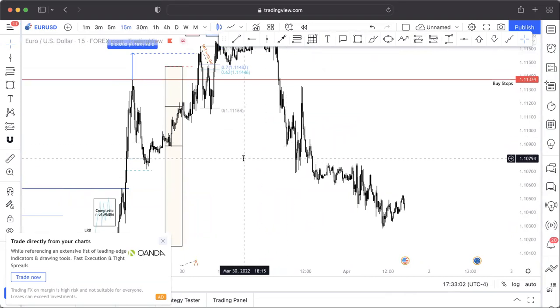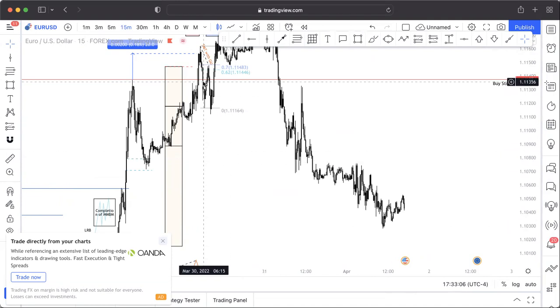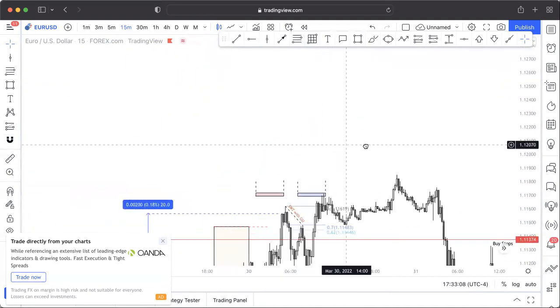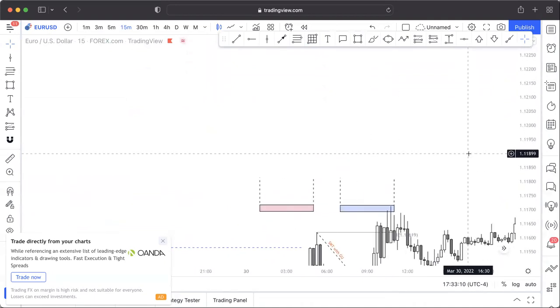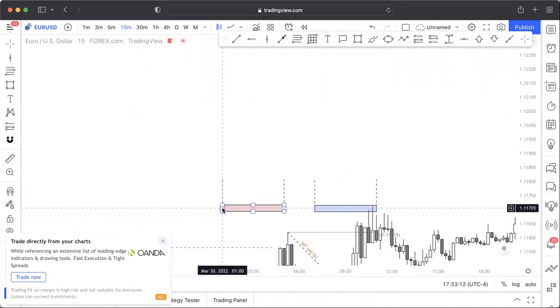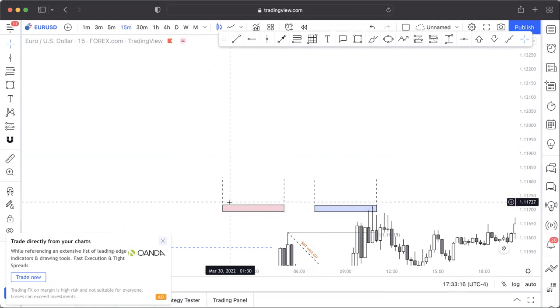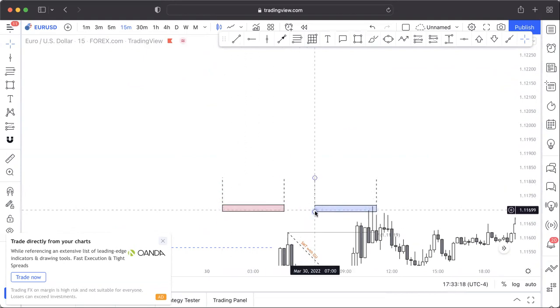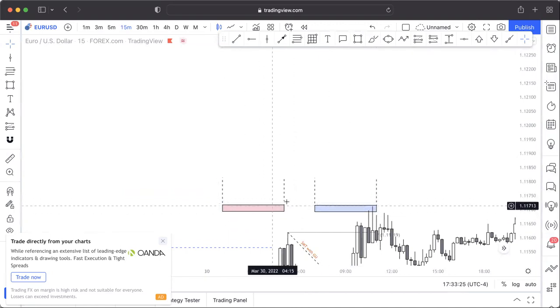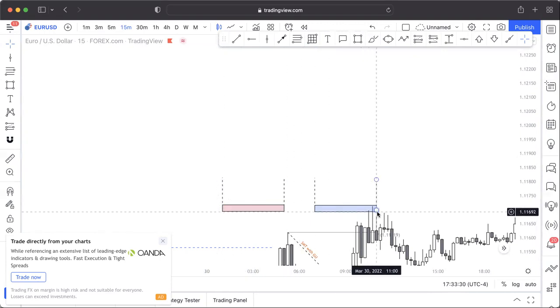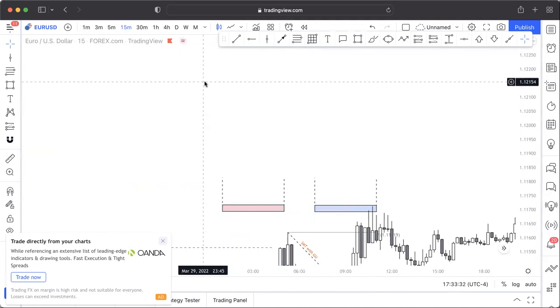The range hour of London and New York. The times are: London is 1 o'clock to 5 o'clock, so that's what we want to look at. And New York is 7 o'clock to 11 o'clock. So that's what you want to look at: 1 to 5, and 7 to 11.